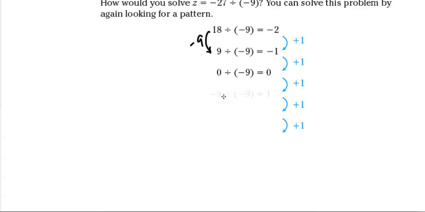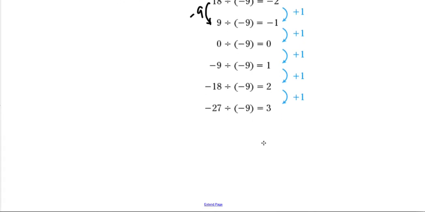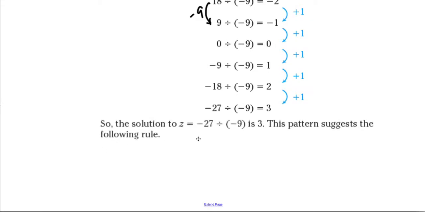Continue to subtract 9. That will become negative 9 divided by negative 9 equals 1. Negative 18 divided by negative 9 will give you 2. And finally, negative 27 divided by negative 9 will give you 3. So the solution to negative 27 divided by negative 9 is 3.